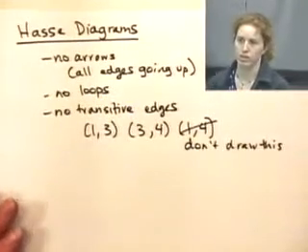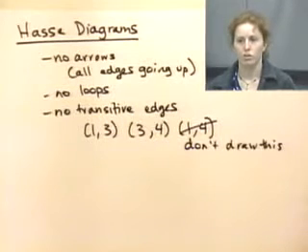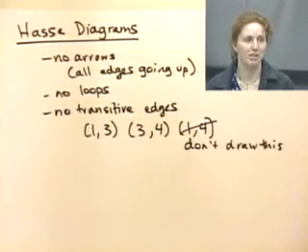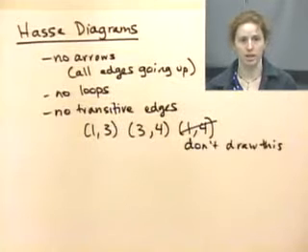And why do we make graphs like this? We can find minimal and maximal elements, but it also makes it a lot easier to tell what the relationships are. Because we know that the loops are there, and we know that the transitive edges are there. We just don't need to draw them. So it's a lot less complicated, and that's why we draw them like that.